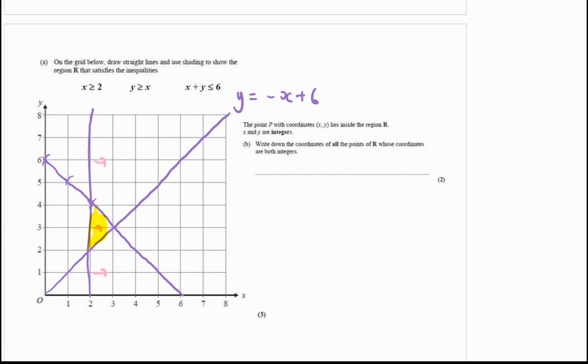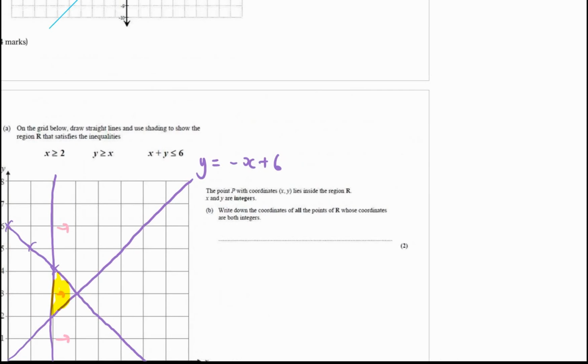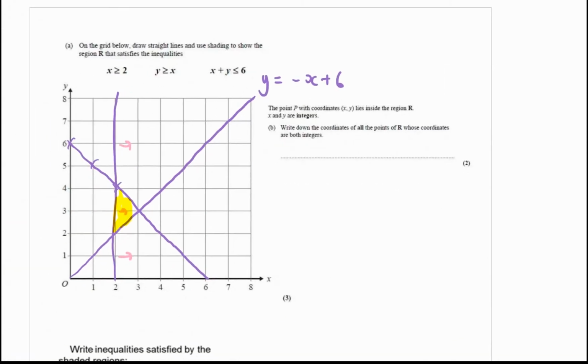Lastly, part B. We are told the point P lies inside the region. X and Y are integers. Integers, just as a recap, that means whole numbers. And we want to write down the coordinates of all points which are in this region, which have whole number points. And that is just these 1, 2, 3, 4 points. So you would just write them all down. 2, 2, 3, 3, 2, 3, and 2, 4.